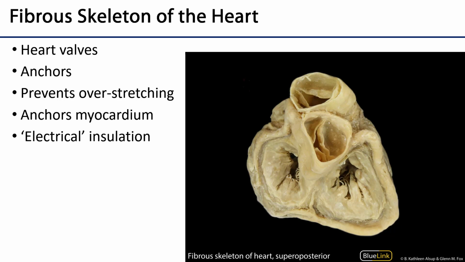This fibrous skeleton prevents the overstretching of walls, and it serves to insulate electrical signals between the atria and the ventricles, such that exquisite coordination can be possible. And when we speak of electrical insulation, we're not talking about electrons on the surface of a structure. We're talking about the movement of ions along the surfaces of cardiomyocytes.